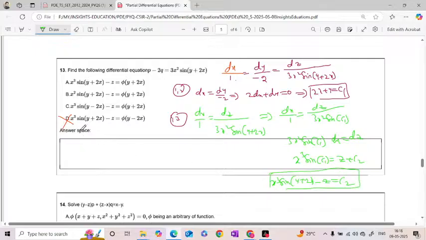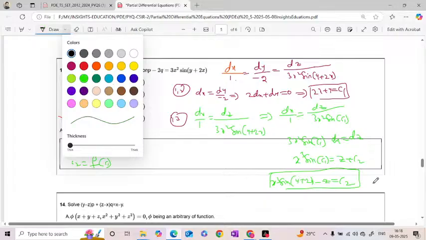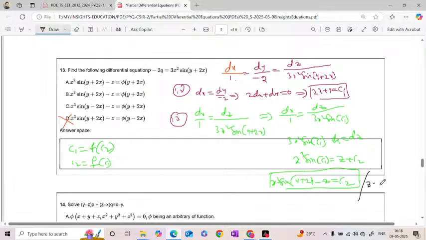And you can write the solution: C1 is equal to function of C2, or C2 is equal to function of C1. And moreover, the second solution you can write in another form also. Another form is z minus x cube sine of y plus 2x is equal to constant.